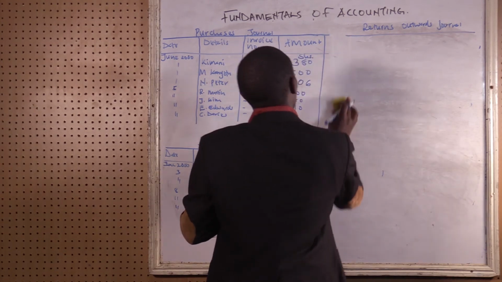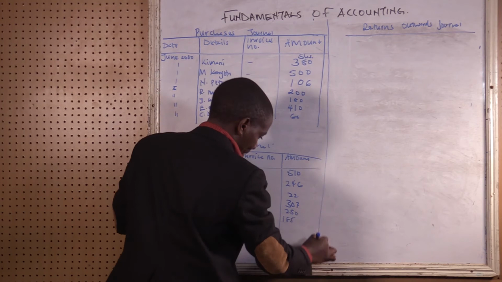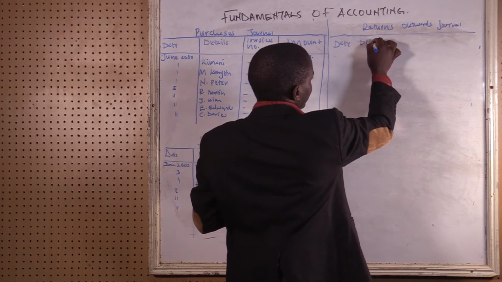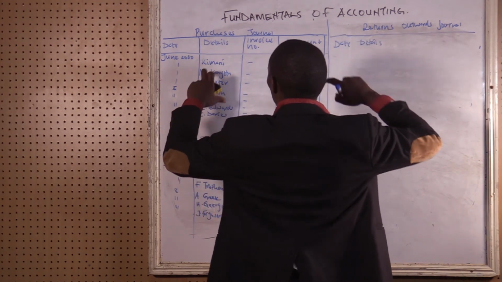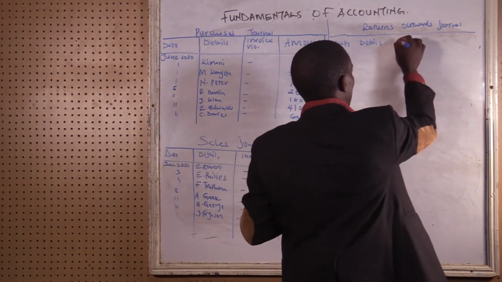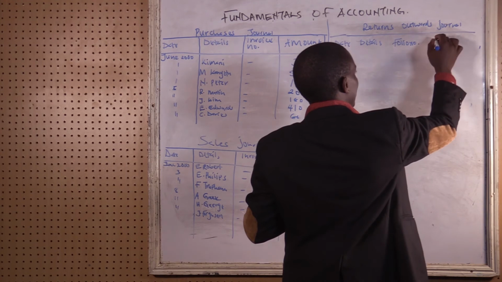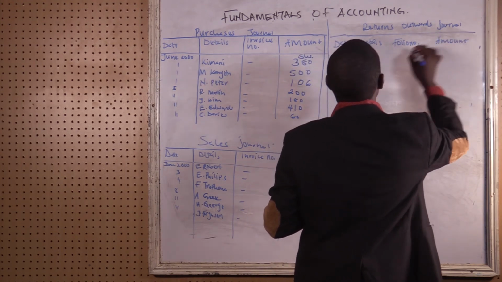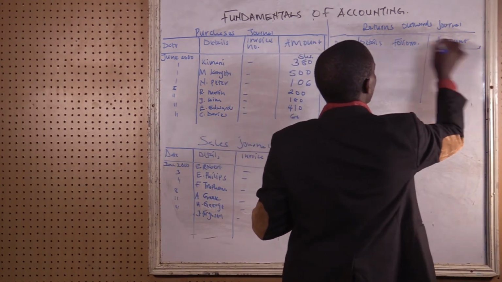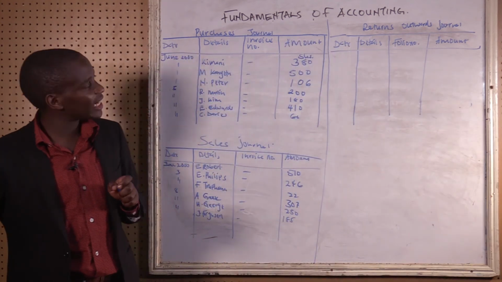Let me separate my work so that you may not be confused. Just like that. We shall have the date, details, and because this is the returns outwards journal, I shall not have an invoice number like in the purchases and sales journal. I shall have a folio number, and we shall have the amount. It serves the same purpose as the invoice number, only that in this case we are not dealing with invoices, we are dealing with debit notes and credit notes.